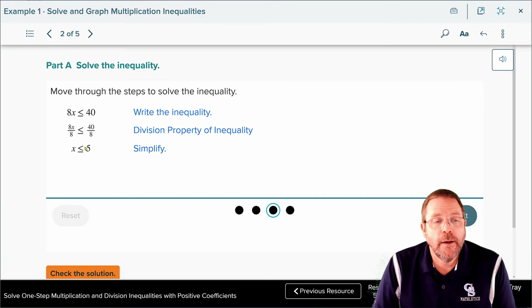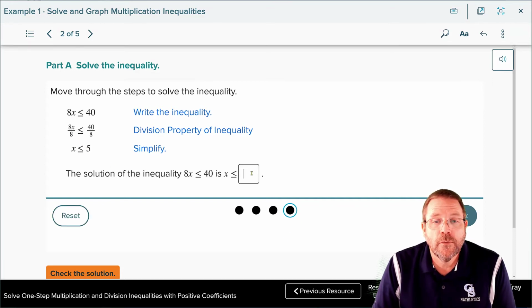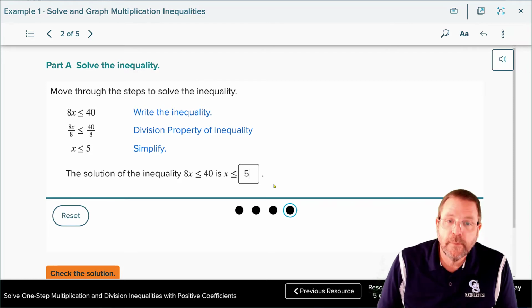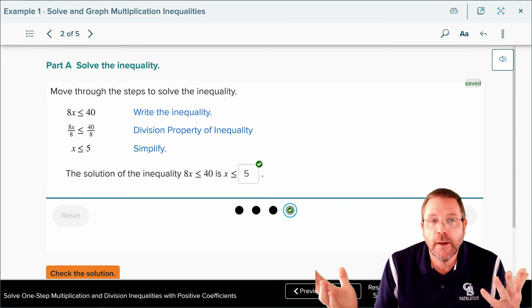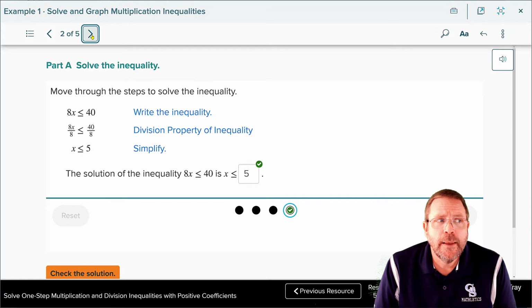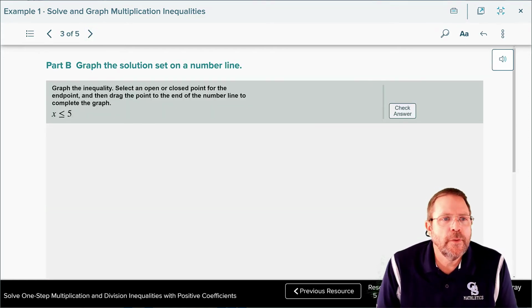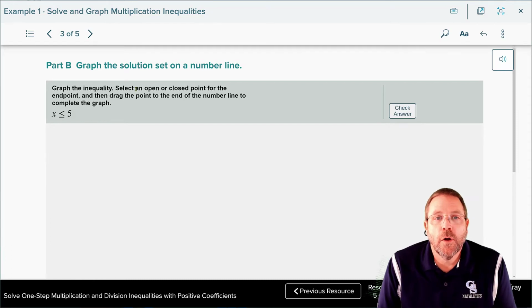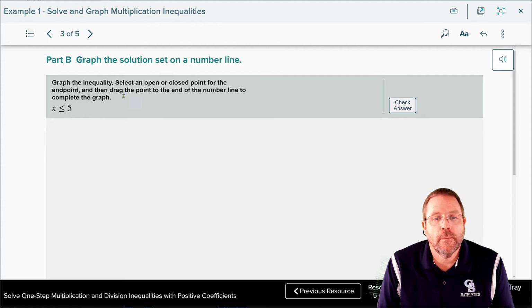40 divided by 8 is 5. You notice your sign did not change directions at all. So your final answer, x is less than or equal to 5. That's all there is to doing these guys. You treat them just like an equation, except they also want us to check it and they want us to graph it. So for graphing the inequality, they say select an open or closed point for the endpoint and then drag the arrow to the end of the number line to complete the graph.